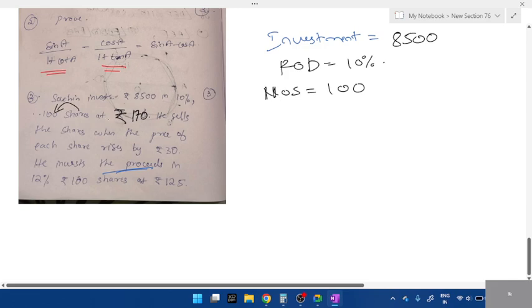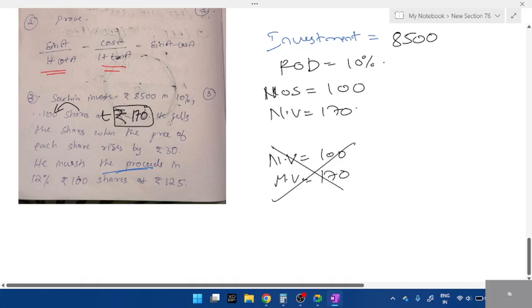So that's a mistake. Whatever price you get in the beginning, students, that is always the nominal value. After share at, so 100 shares at how much? Nominal value is 1. Those who have taken nominal value as 100 and those who have taken market value as 170, this is wrong. I've told you all, whenever 100 shares is given, when there is no rupees symbol, it is the number of shares.